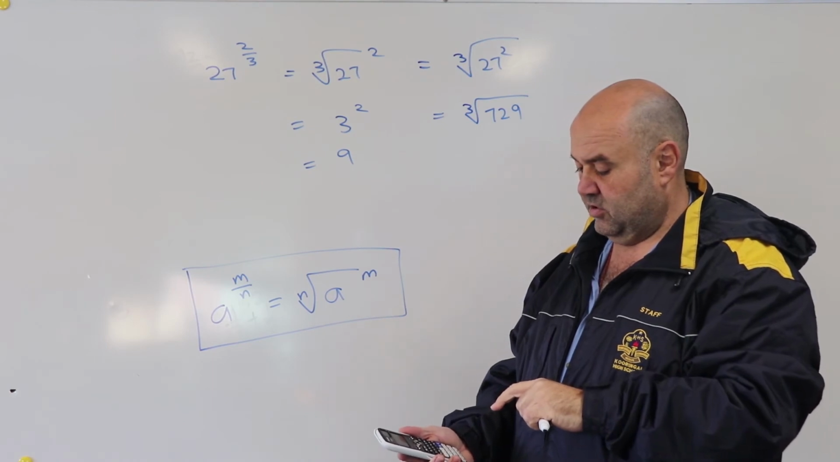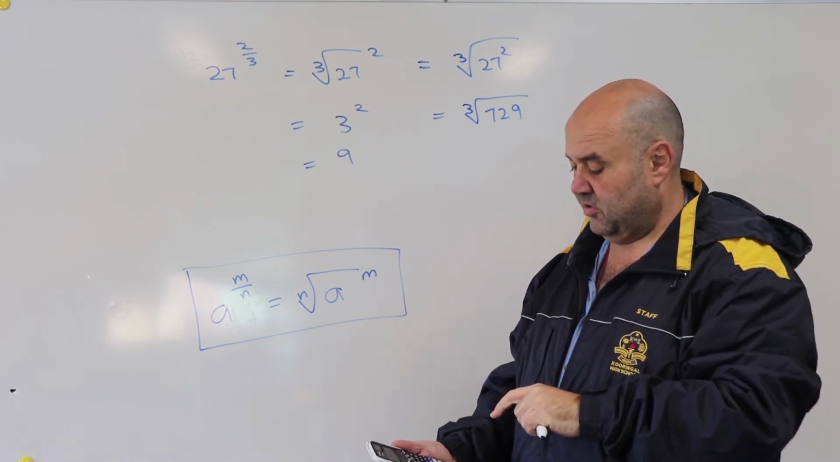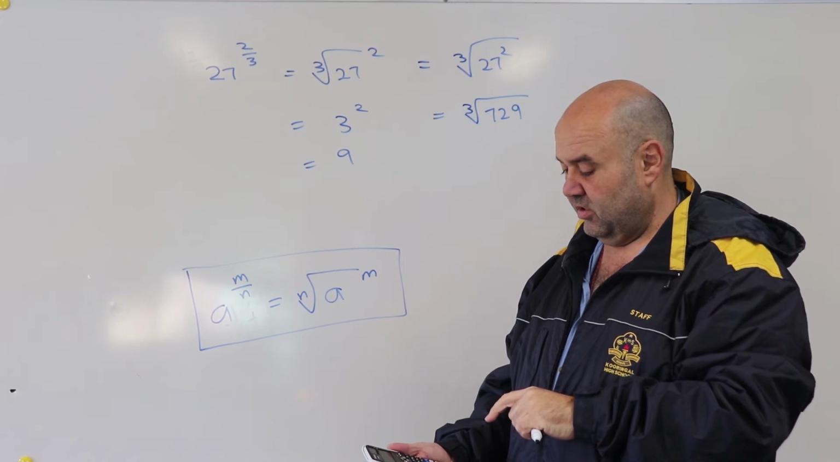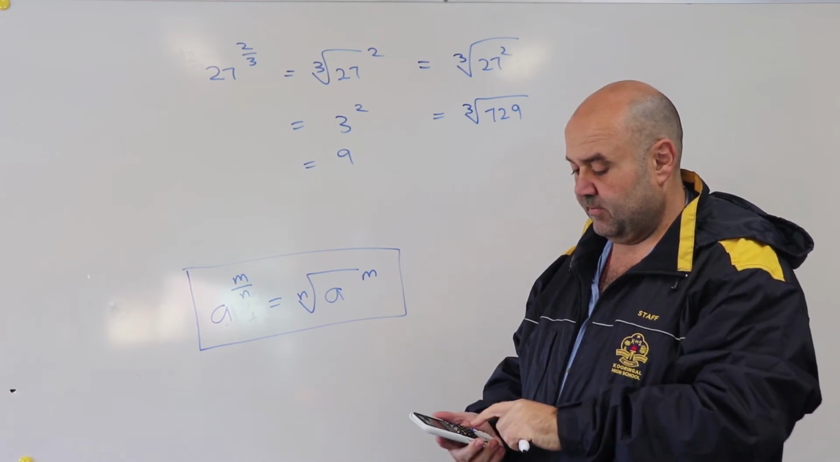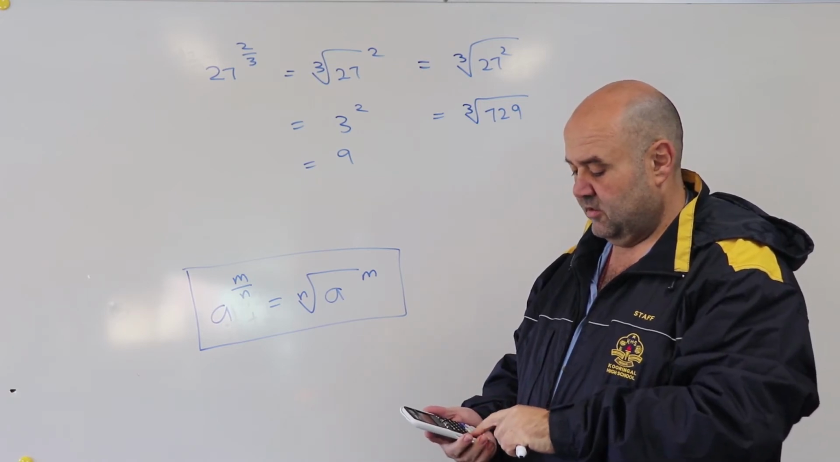hey calculator, what is the cubed root? And Mr. Obeid should put his glasses on when he looks at his new calculator because he can't actually read the thing. 729.